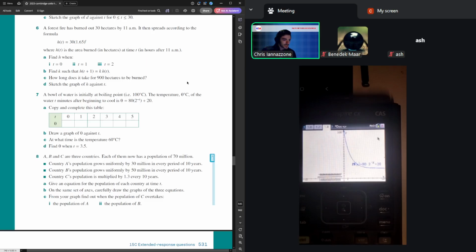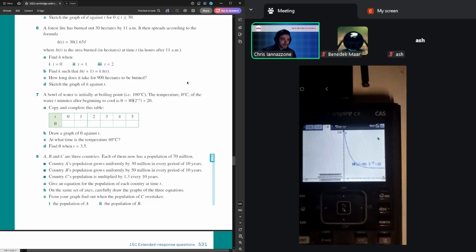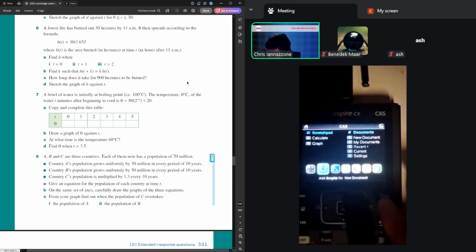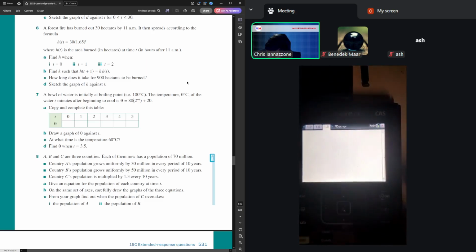Part C, at what time is the temperature 60 degrees? This is, again, just pretty trivial stuff. Temperature is our y-axis thing, so that just means a CAS solve of setting our temperature value to 60 and figuring out what time that comes with.